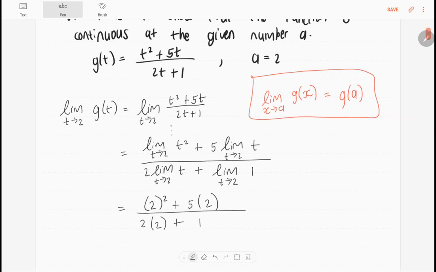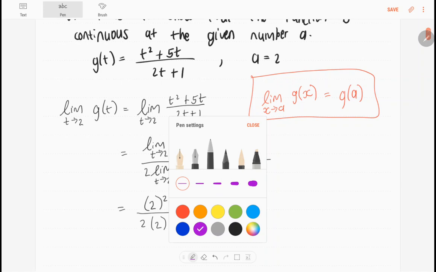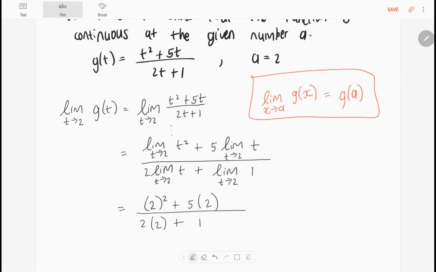So we can now see that what we have here is what we would get when we would simply substitute the value of 2 into all of these places where we have t's in the function g of t. The actual value that we get here, if we work it out, is 14 over 5, and it is indeed equal to g at 2. And therefore, we have now proven that the function g of t is indeed continuous when t equals 2.